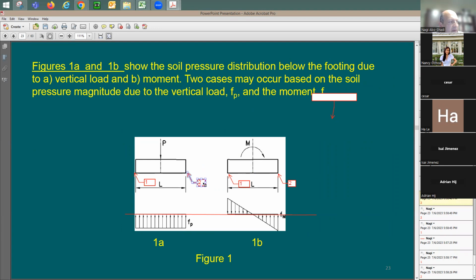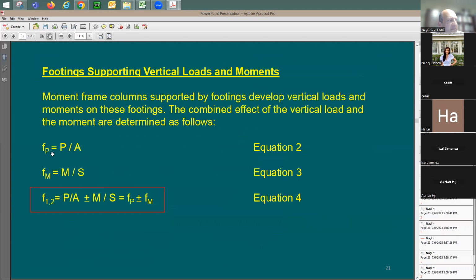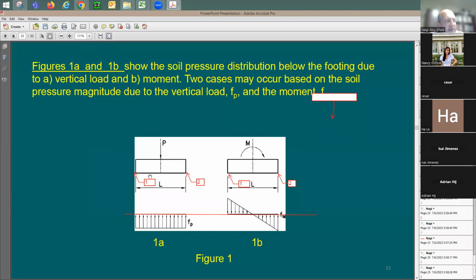I'd like to figure out the stress at point 1 and the stress at point 2 under axial load P and moment separately, and then add them to each other. So the stress below point 1 is going to be equal to P over A, which is F sub P. Due to the moment, it's going to be M over S. Because of this axial compression, at point 1 and point 2 I'm going to have the same stress level, F sub P, P over A. When I have moment, I'm going to have M over S as a stress level.